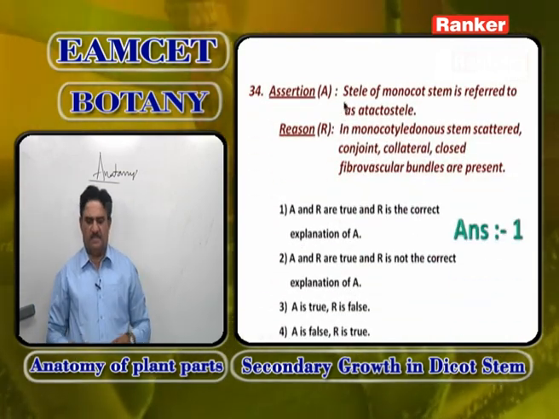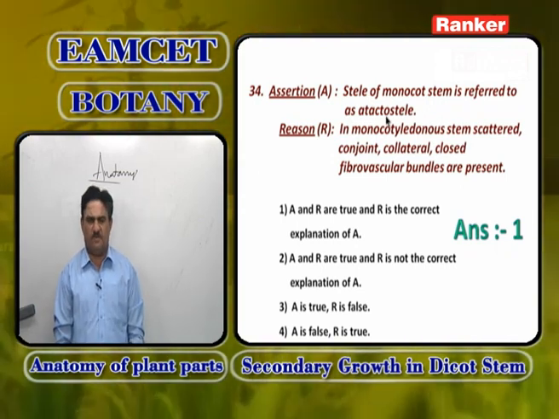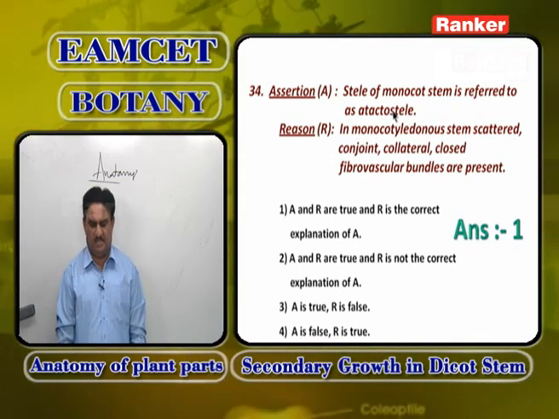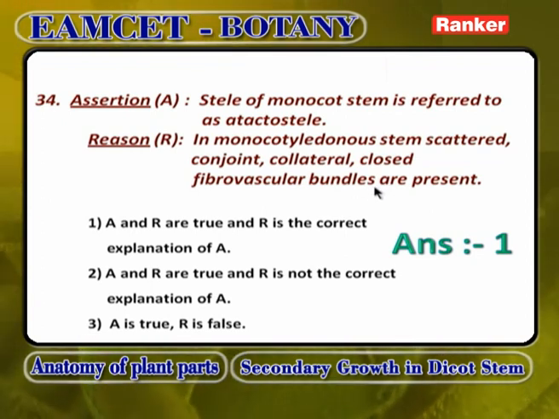Another assertion reasoning. Stele of monocot stem is referred to as atactostele. Correct. In monocotyledonous stem, scattered, conjoint, collateral, closed fibrovascular bundles are present. Because of the presence of scattered, conjoint, collateral, closed fibrovascular bundles only, the stele of monocot stem is called atactostele. So for this also the answer is A and R are correct. R is the correct explanation of A. First option.